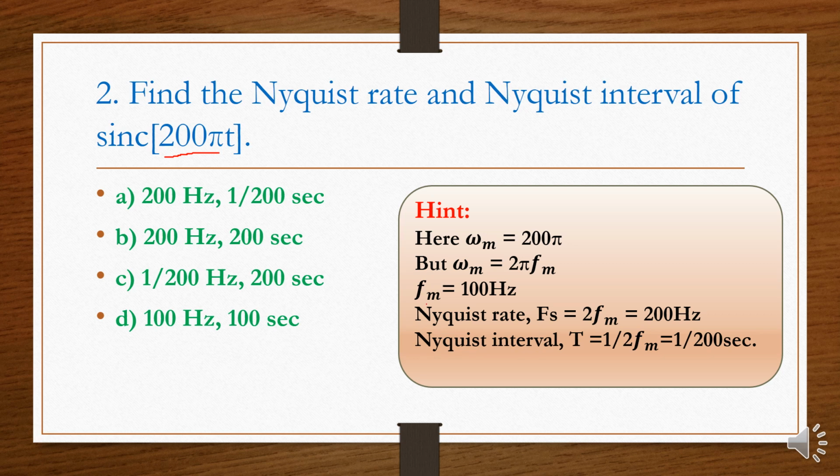So here fm is the maximum frequency. Therefore Nyquist rate is equal to 2 into maximum frequency. So that is equal to 200 hertz. Then Nyquist interval. Nyquist interval is capital T. So that is equal to 1 by Fs or 1 by 2 Fm. So that is equal to 1 by 200 second. So the answer is option A.